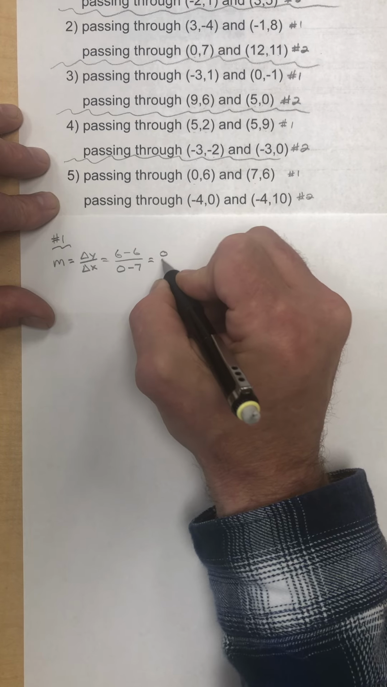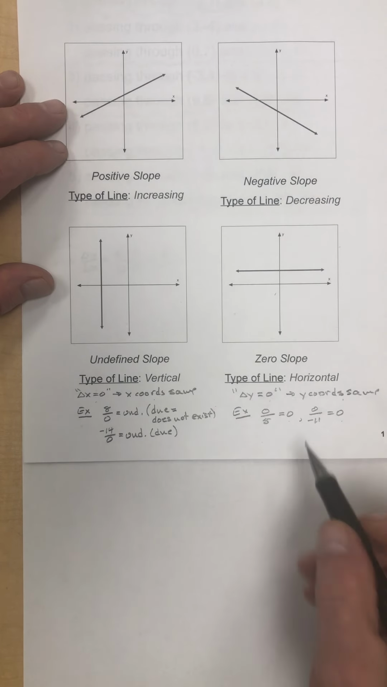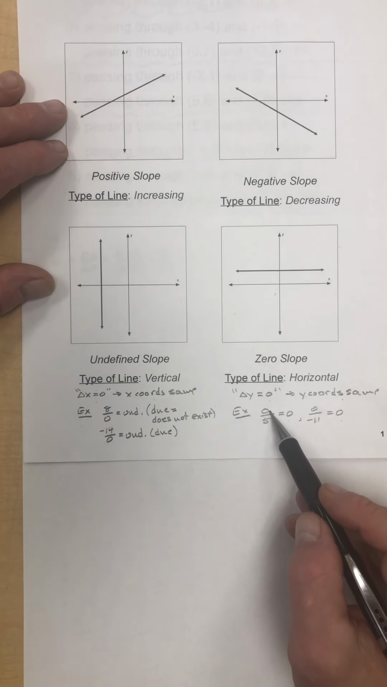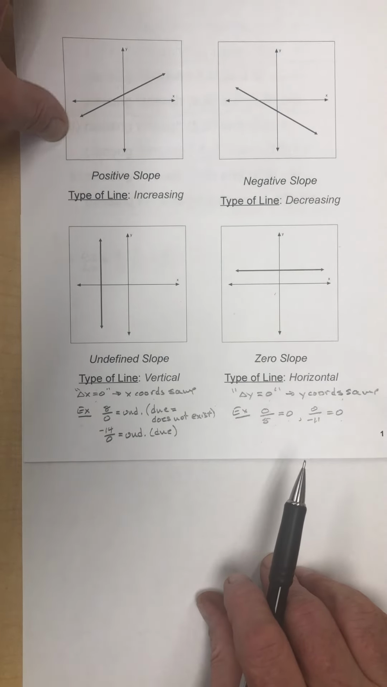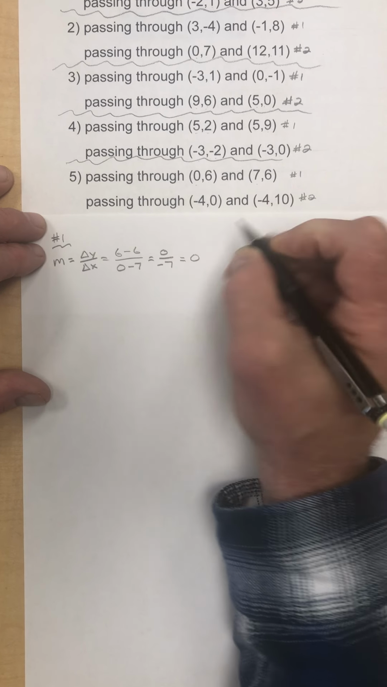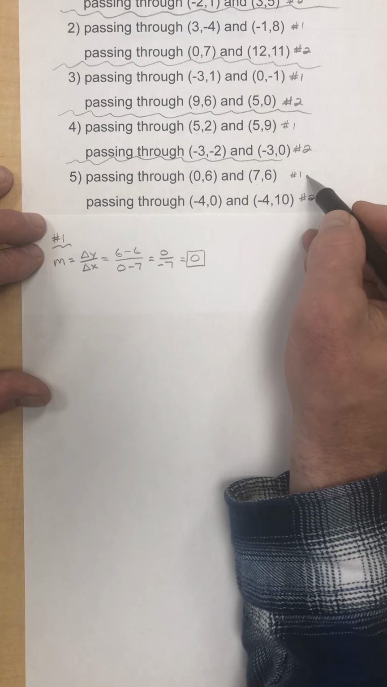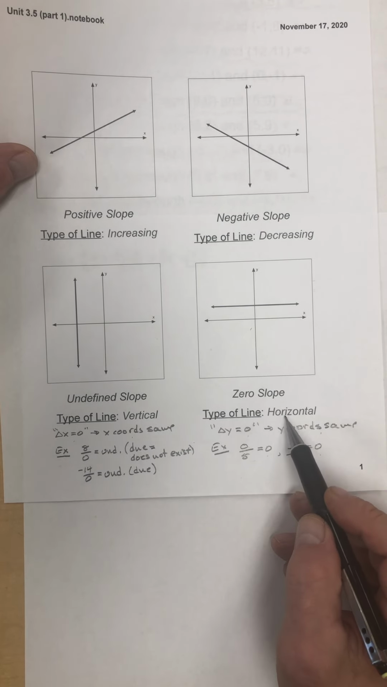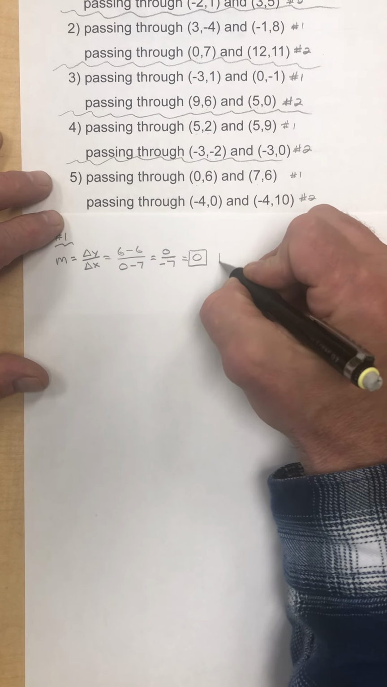Okay, so I get 0 over negative 7. So we have 0 in the numerator. What's that mean? So if 0's in the numerator, this reduces down to 0. So that guy, 0 over negative 7, as a reduced fraction is just 0. So the slope of the first guy is 0, which, going back here, anytime we have a zero slope, that means I have to have a horizontal line. So this guy has to be a horizontal line.